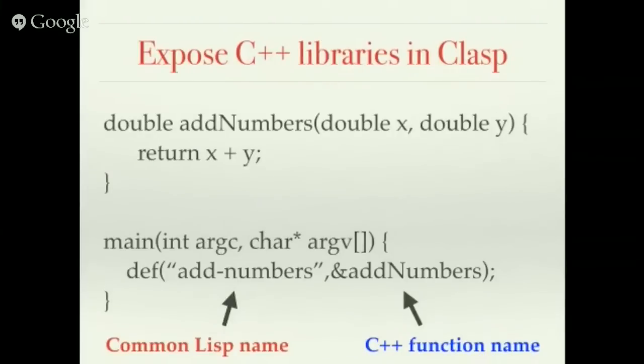Okay, so exposing C++ libraries to Clasp. We've got a C++ function here that takes 2 arguments and returns another value. All you have to do to expose it to Common Lisp is write def, add numbers, give it the string here that is the name in Common Lisp, and a pointer to the function. Then CLBind, the wrapper C++ template library, which I stole from LuaBind, which was built on Boost Python, will build a wrapper function for it that converts the types from Common Lisp to C++, calls the C++ function, and then takes the return value and converts it back again. And that's a very fast round trip because everything is C++ underneath.